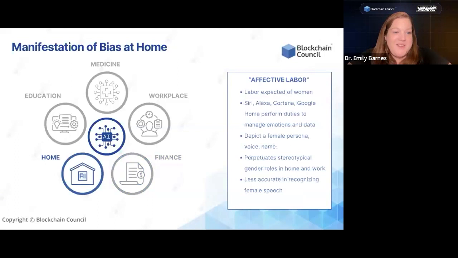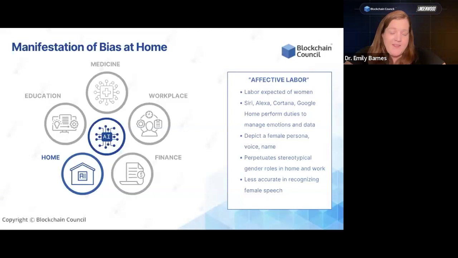So let's talk about AI bias in the home. This is something that most of us are very familiar with, but may not think about. It's kind of a fun topic. Effective labor is the term that we'll discuss, but domesticated and feminized forms of AI also find their way into our homes. For example, Alexa. Have any of us ever wondered why Alexa is a female name with a female voice, selected to be the voice and the name for the home AI?